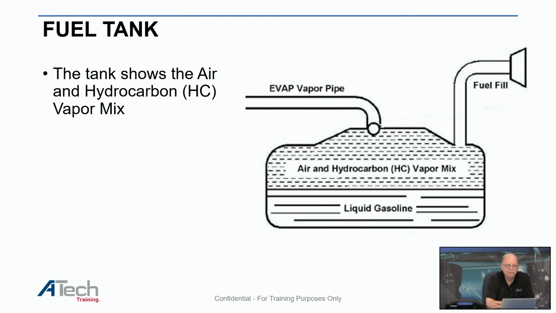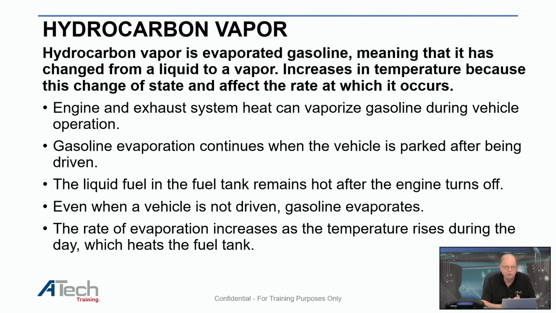Okay, we're looking at our fuel tank here, and if you notice at the top of it, they have the air and hydrocarbon (HC) vapor mix. Now remember a little bit before, on the one slide I had with the Chrysler or the Dodge van, it actually had the vapor in the tank. They calculated it. So we're always going to have some vapor in the tank at the top, depending on the temperature. Now, if I go over to my next slide over here, it's hydrocarbon vapor.